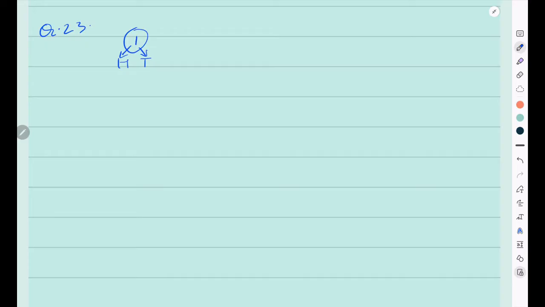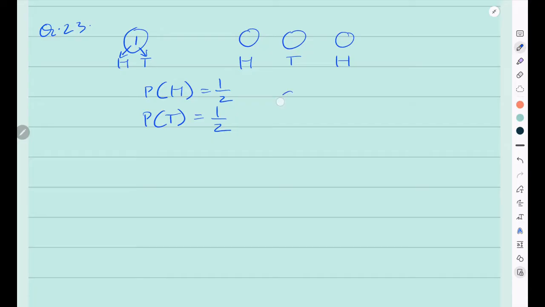Okay, and then what is the game? The game is that a 1 rupee coin is tossed 3 times. Then maybe we can say that sometimes we will get a head, sometimes tail, and then next time head or something like that. But one thing we know is that the probability of getting head is 1 by 2 and the probability of getting tail is also 1 by 2 when a coin is tossed once.